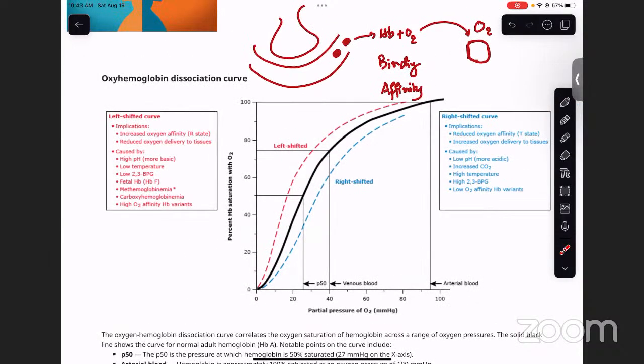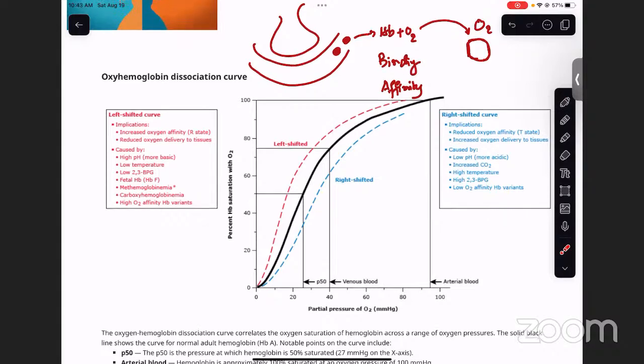This is the normal oxyhemoglobin dissociation curve. If the curve is moved to the right, or moved to the left, what will happen? And what are the conditions associated with these abnormalities? You need to know that. That's a very important question, commonly asked in the MRCP exam.